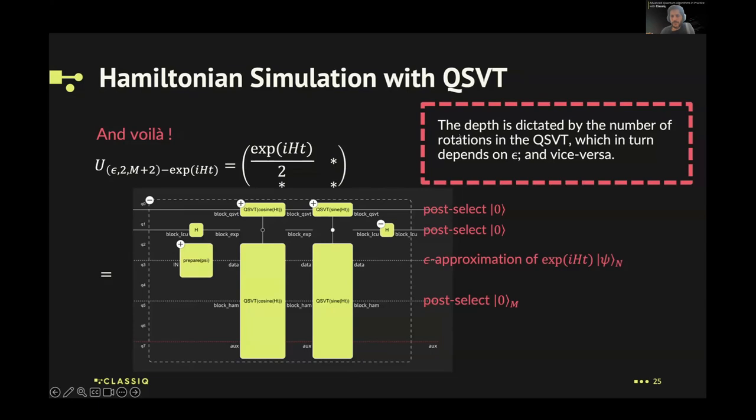It is important to know that the depth is dictated essentially by the number of rotations that you apply with the QSVT, which in turn depends on epsilon. Or the other way around. Usually you say, I want an epsilon approximation. I will generate a polynomial for sine and cosine according to this approximation. And this will tell me how many angles I need to have.